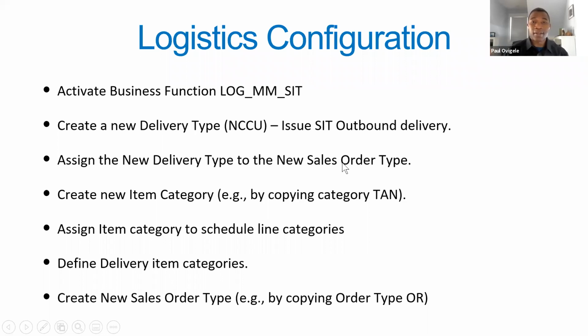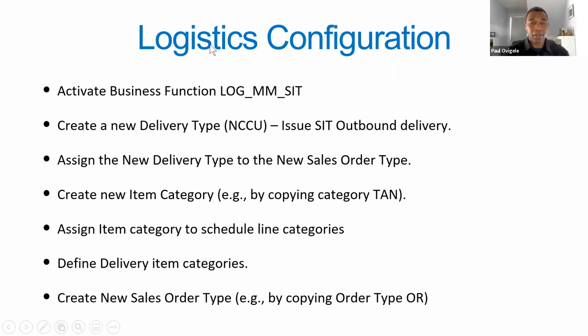So remember, as I said, the users are not going to be seeing this new movement type, but they will be seeing these new order types. So if you're thinking, how is this going to change the business process? There will be new order types. If it's purchase orders or STOs you use, there'll be new purchasing document types, okay? And then in this case, you'll have a new item category. You'll have to assign it to schedule line categories and delivery categories, and then create the new sales order type, which you'll assign to this delivery type.